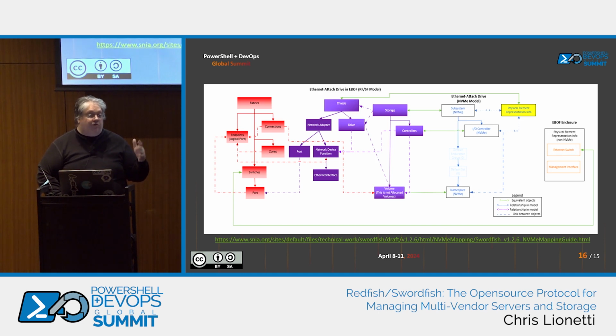Again, the Redfish, Swordfish protocols, you can see that everything in red is Fabric stuff. Everything here in purple in the middle is Swordfish and Redfish model. Everything in white is stuff we've recently added for NVMe. And you can see the Open Fabric Alliance is trying to get more Fabric stuff in. So we're constantly updating this and improving it.